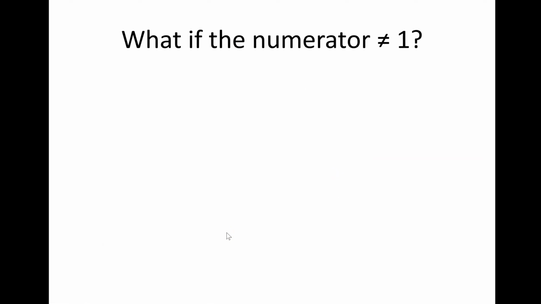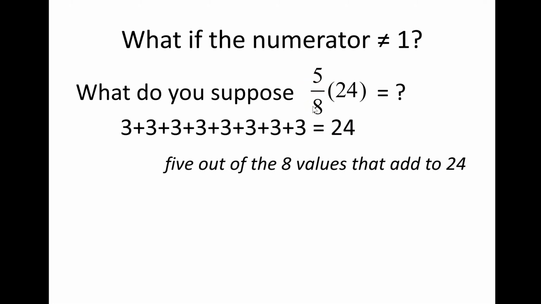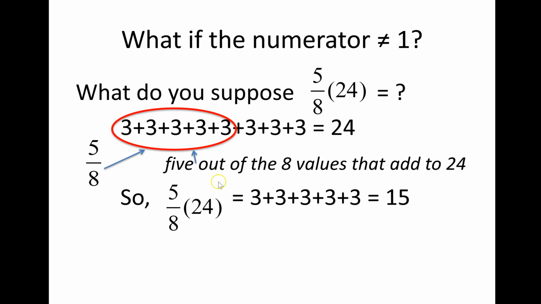Now, what if the numerator doesn't equal 1? So suppose instead of asking for 1/8 of 24, now we want to know what 5/8 of 24 is. It's simple. Instead of just taking 1 of the 8 numbers that add to 24, we take 5 of the 8 numbers that add to 24, right? So 5/8 of 24 would be 5 threes added together. 3 plus 3 plus 3 plus 3 plus 3. Because 3 added to itself 8 times is 24, and I want 5 of those. So I add it to itself 5 times, and then I get 15.